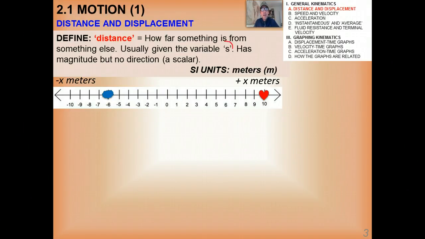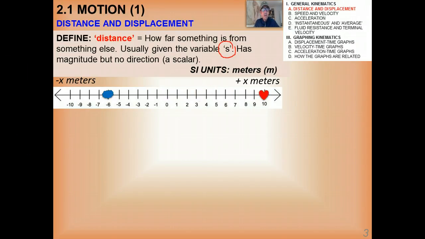Usually given the variable s, okay, we don't use little d for distance anymore. We use the variable s. And what's important to know about distance is that it has magnitude, but it does not have direction, so it's a scalar. And the SI units for distance, the same as for length, are just meters, okay?